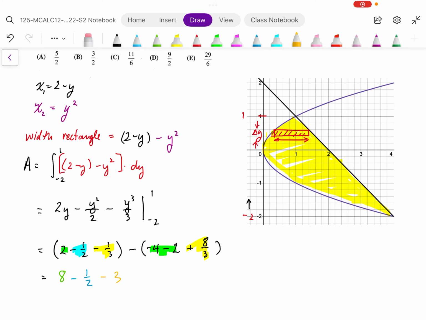So then the total area that I get is going to be 9 over 2, or 4.5. So that net area works out to be 4.5 units squared.